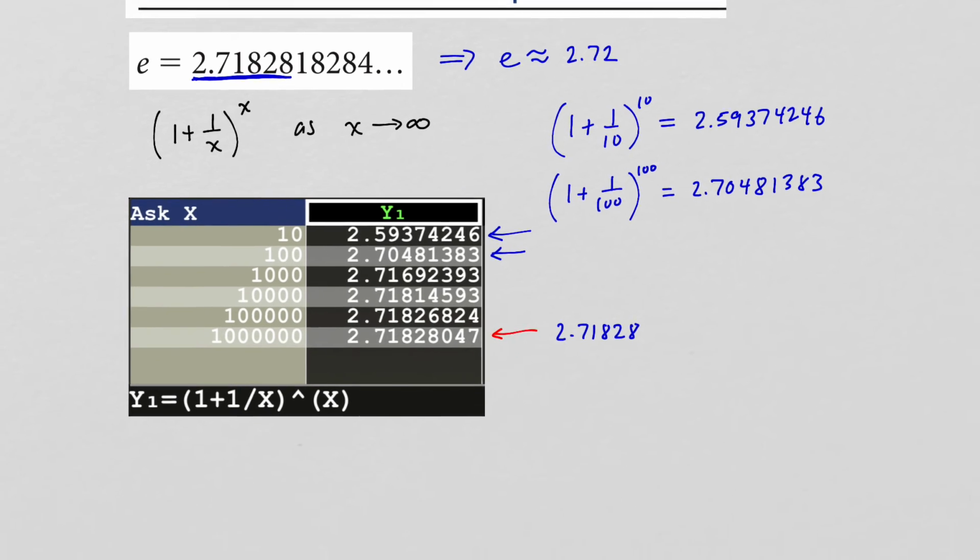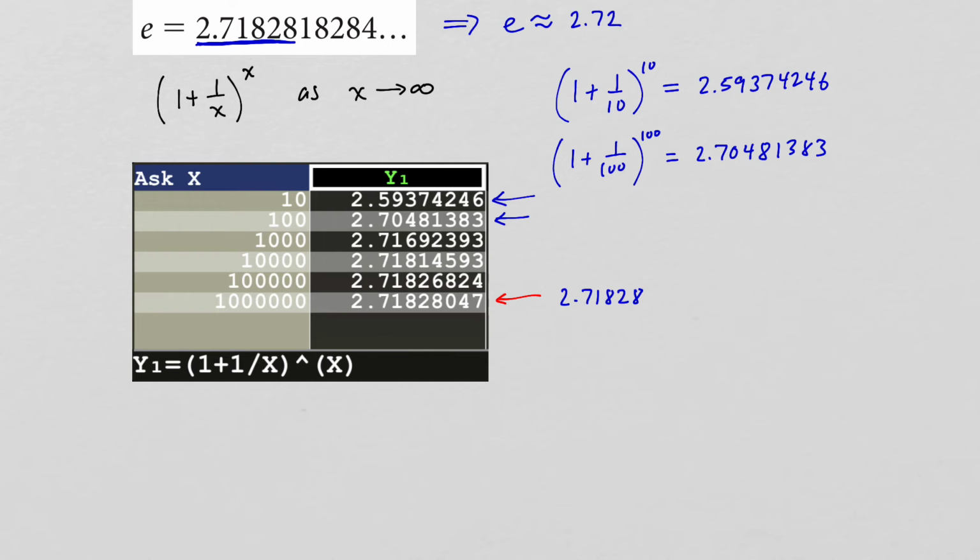And if you want, I can just show you kind of like where this is headed. So e is technically, we say, the limit as x goes to infinity of the expression (1 plus 1 over x) to the x power. Okay, now you don't have to worry about this notation.